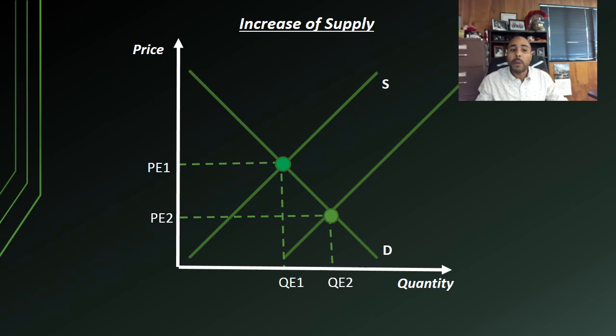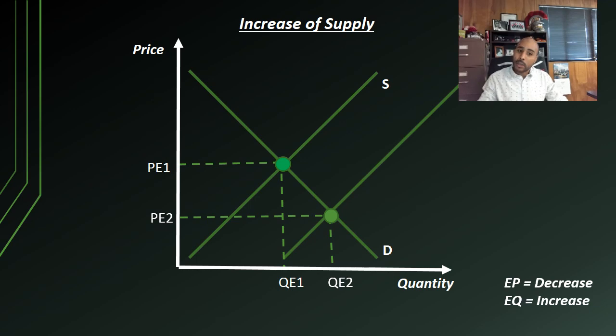This time, the price is going to go down and the quantity is going to go up. It's kind of like the best of both worlds. That means we're going to have more of this product and it's going to be cheaper than before. So the equilibrium price decreases and the equilibrium quantity increases. Pretty cool situation here.